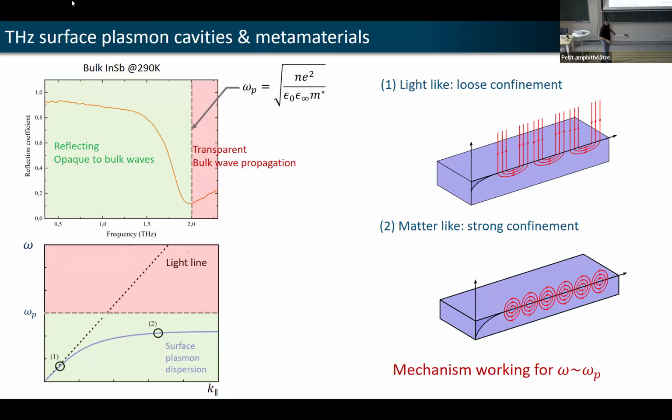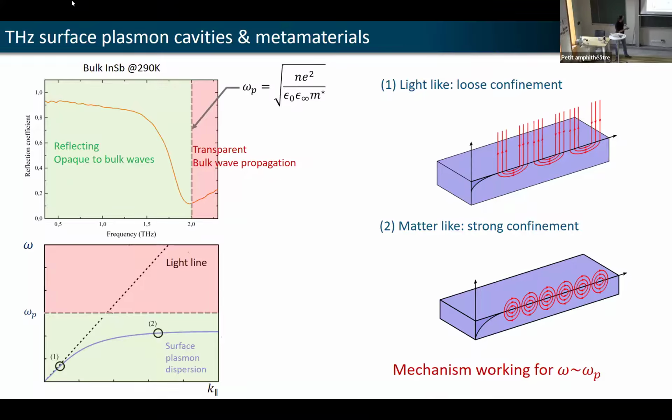So if we want to do this at terahertz frequencies, the point is that we have to use a material that has a plasma frequency at terahertz frequencies. If we were to take gold, the plasma frequency would be so high that we would be on the light line at terahertz frequency, so we would not be confined. So sometimes you see terahertz metamaterials made of gold, which are called plasmonic. Strictly speaking, they are not. The plasmonic mechanism is really the one that works when you have a plasma frequency in the terahertz range.